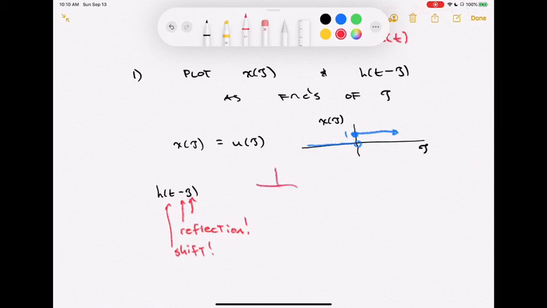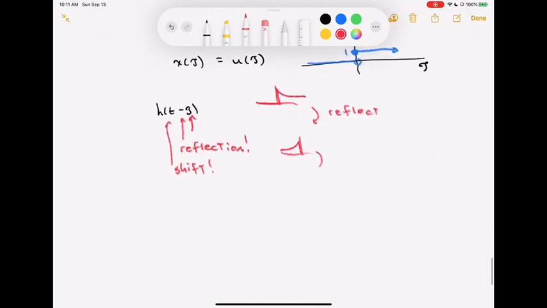H by itself looks like that decaying exponential. If I reflect it, right, it's going to look like this, a backwards going exponential. And then if I shift this guy, I should get something maybe like that, okay?